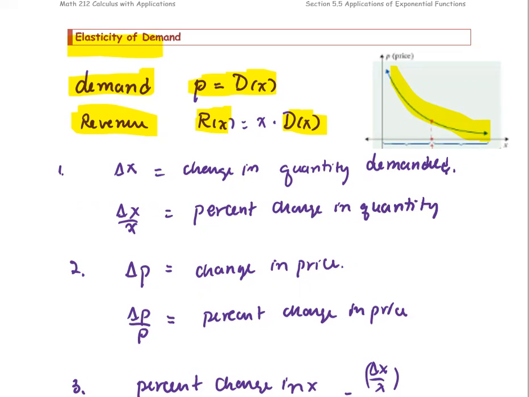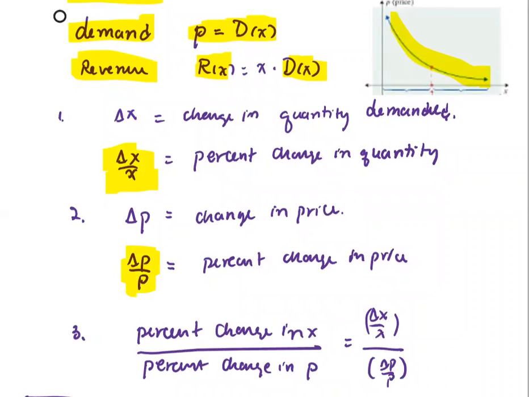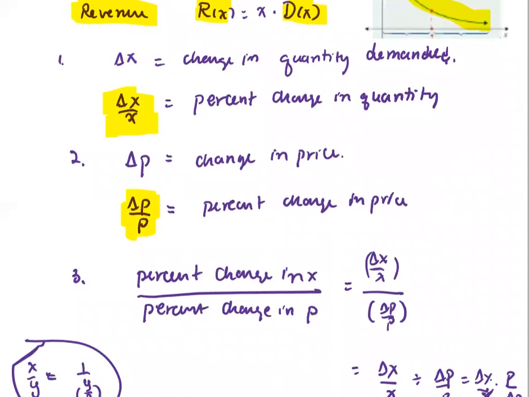So we analyze it by these steps. Delta X is the change in quantity demanded. Delta X over X is the percent change in quantity, where delta P is the change in price. Delta P over P represents the percent change in price. Now we're going to put them together as a ratio of the percent change in X and the percent change in P, or delta X over X divided by delta P over P.